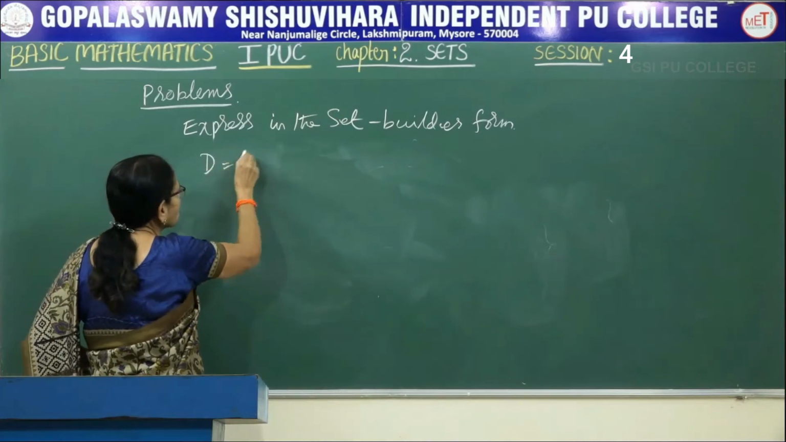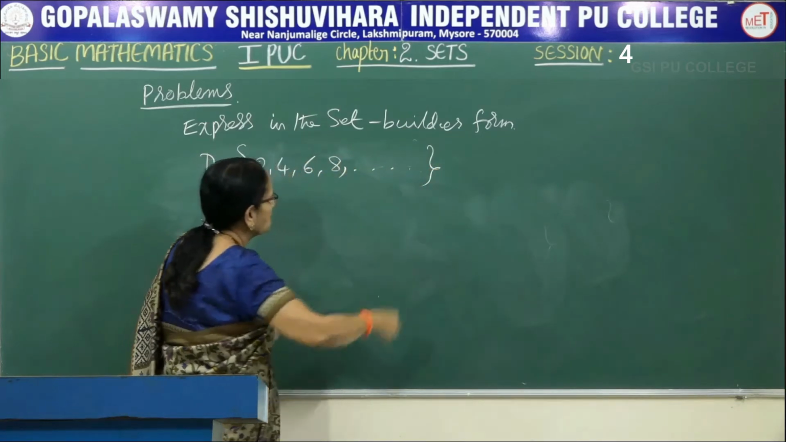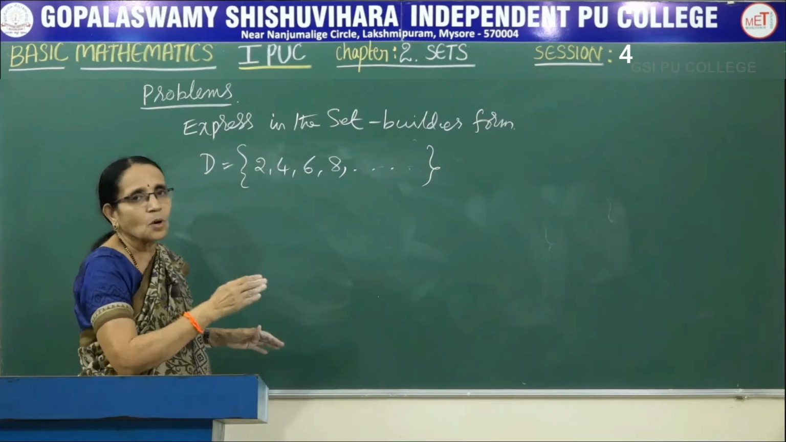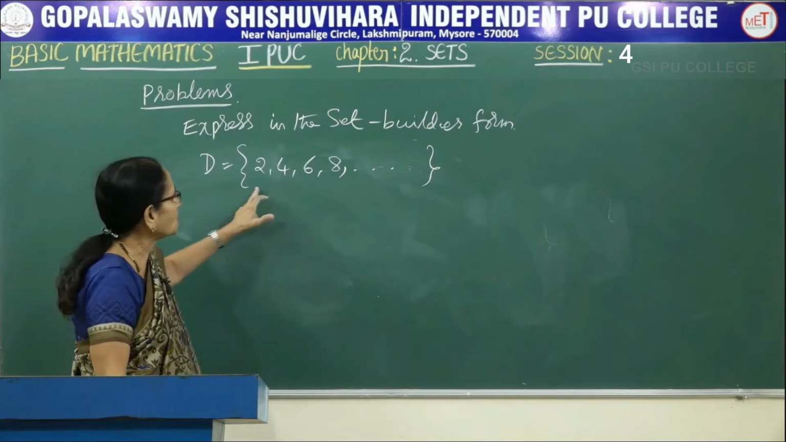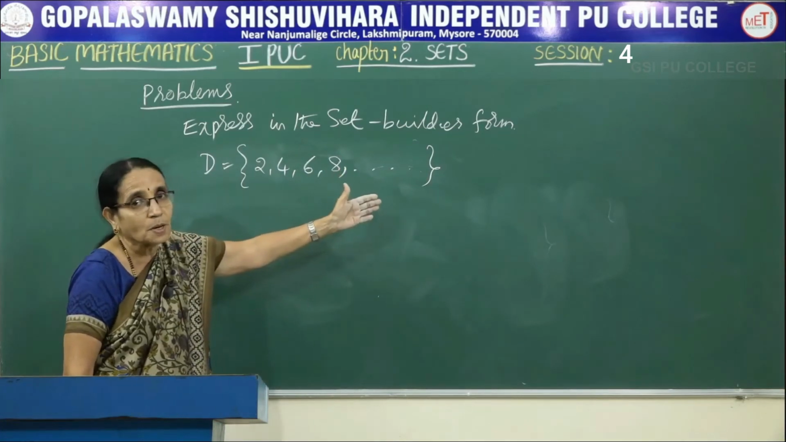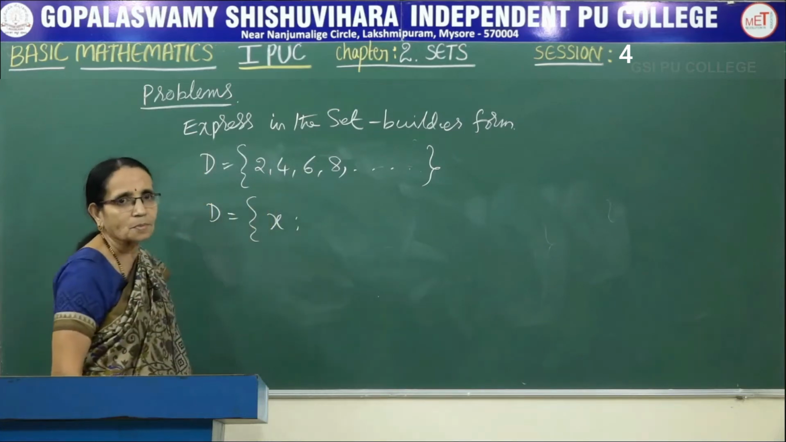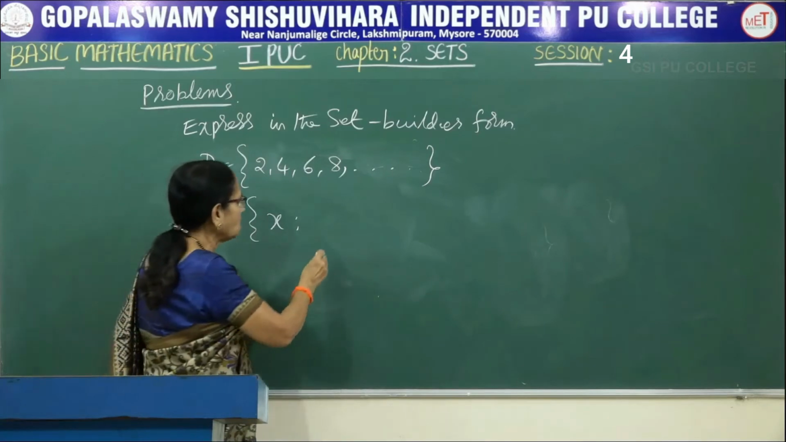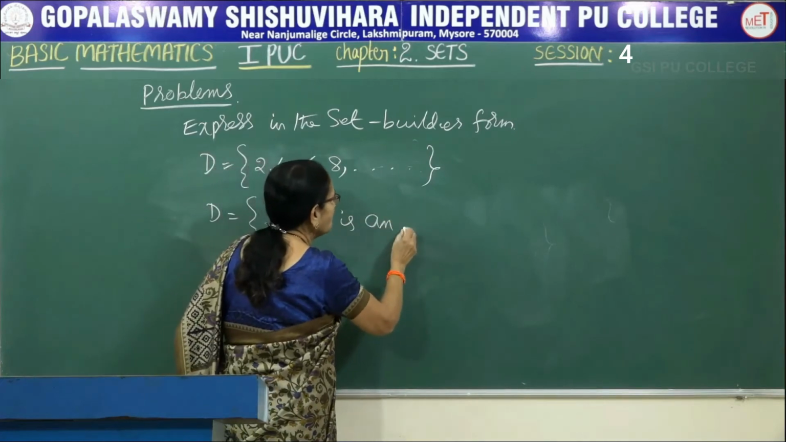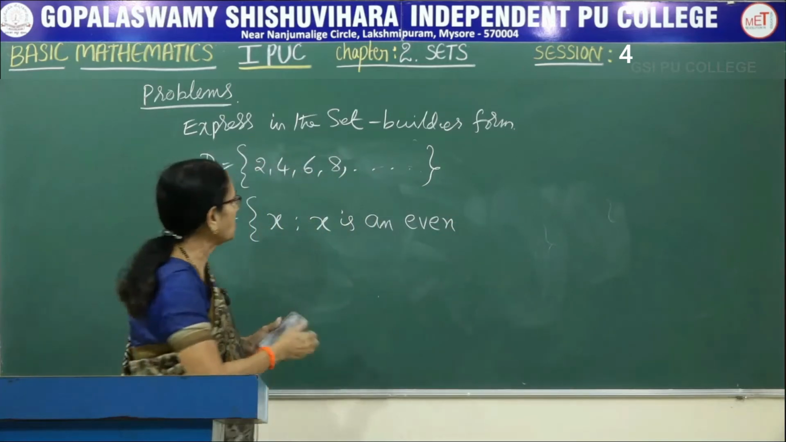Now set D, this is comparatively easier. In the previous session, I had given x is an odd number. Then I had written 1, 3, 5, 7, etc. Here, what type of numbers are they? They are even numbers. And there is no end here. The last element has not been given. So how do you write that one? D contains all x such that what type of number is here? You can write x is an even natural number.